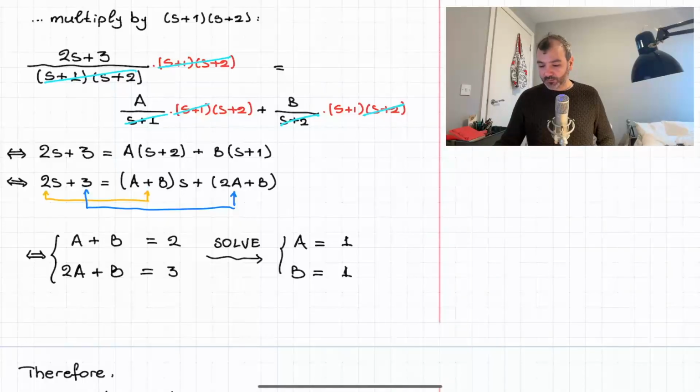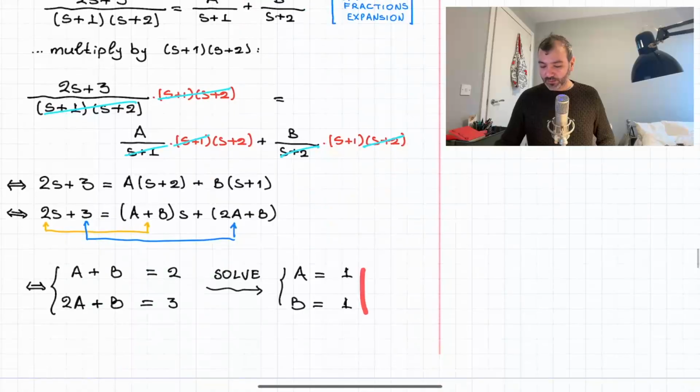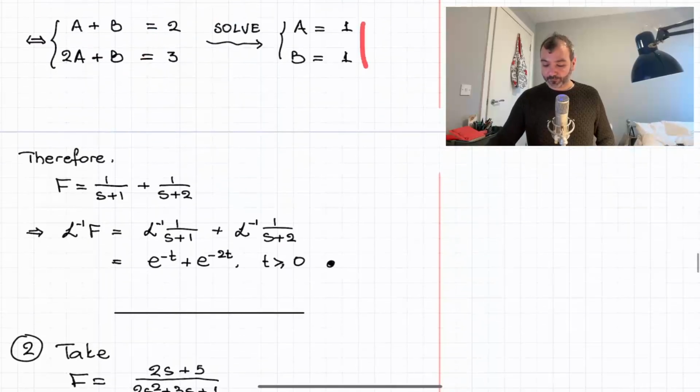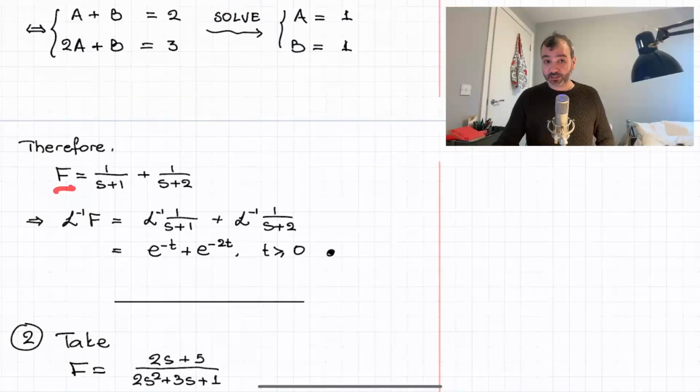Now that we know a and b, a is 1, b is 1, I can go here and substitute 1. I can write my function as 1 over s plus 1 plus 1 over s plus 2. And now it's evident what the inverse Laplace transform is. The inverse Laplace transform of this is e to the minus t. The inverse Laplace transform of this is e to the minus 2t.